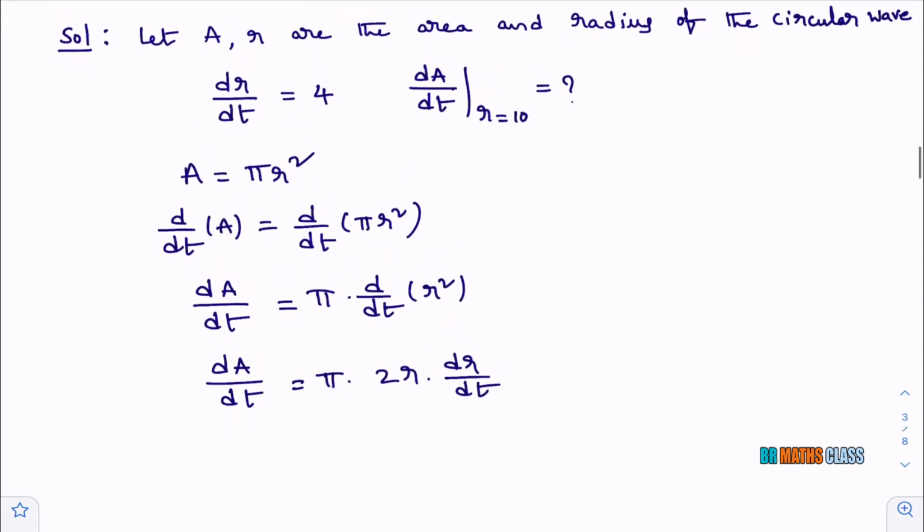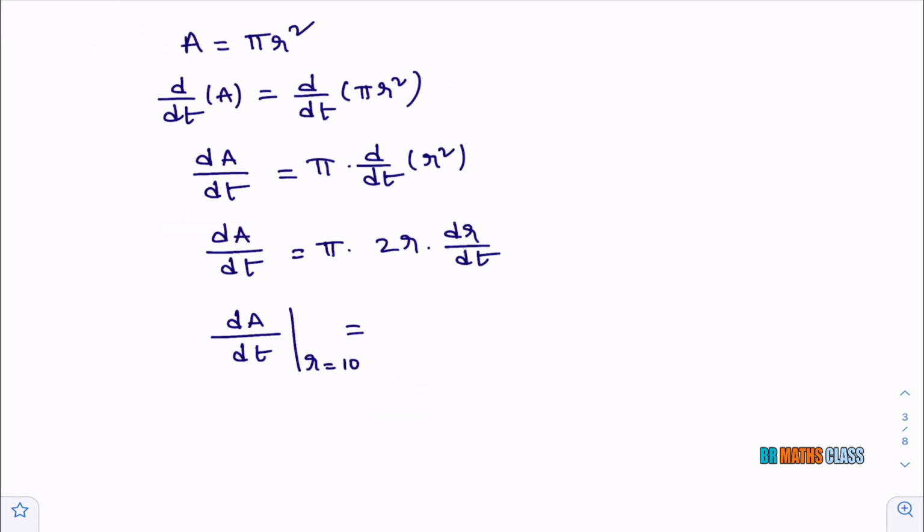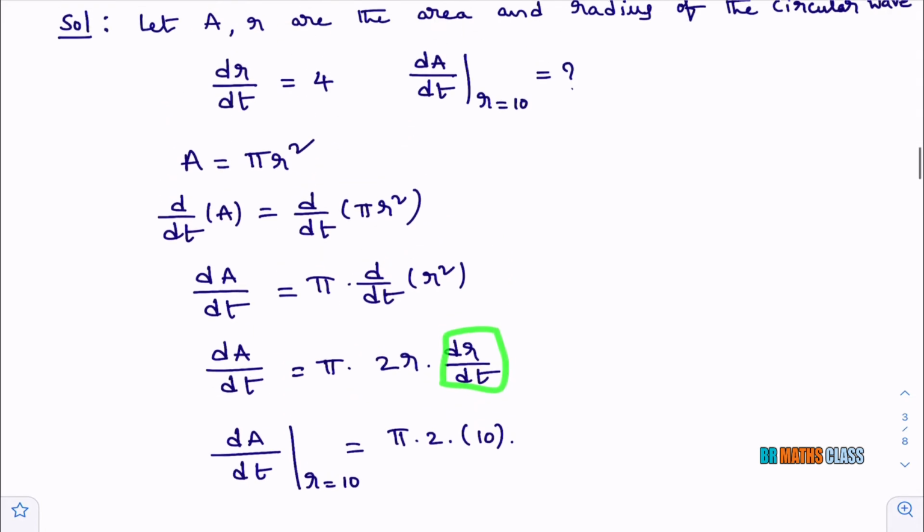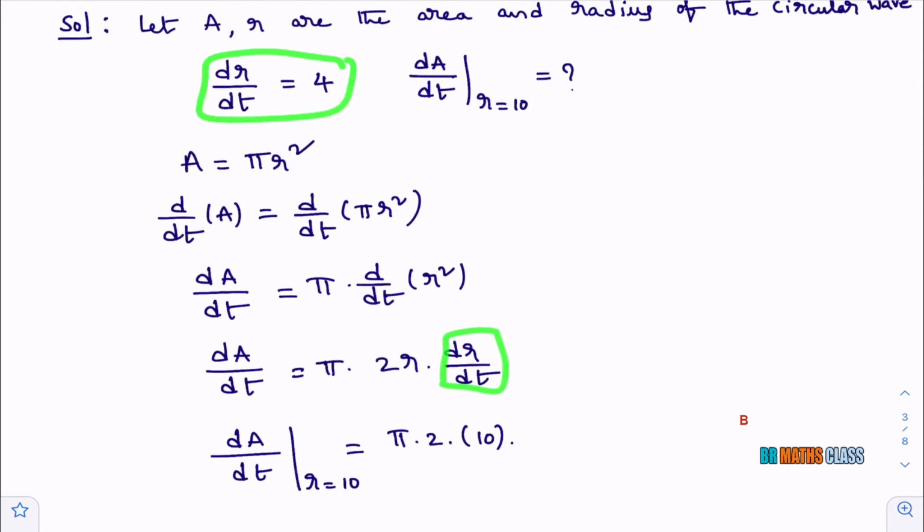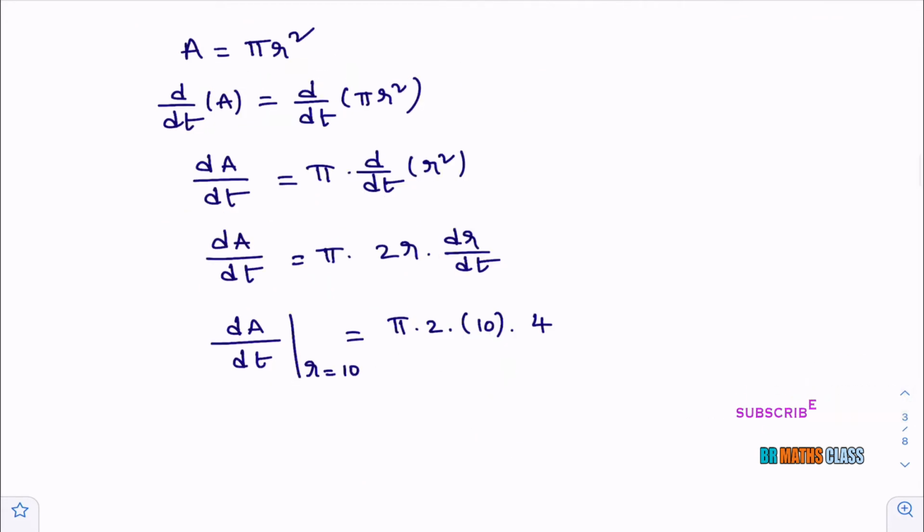Actually, what do I want to calculate? I want to calculate dA by dt when r equal to 10. So in this, I'll put r equal to 10. Wherever r is there, I'll write 10. So pi into 2 into, in place of r, 10. Now look here, dr by dt. This information is already given in the question. Look here, dr by dt is 4. So in place of dr by dt, I'll write 4.